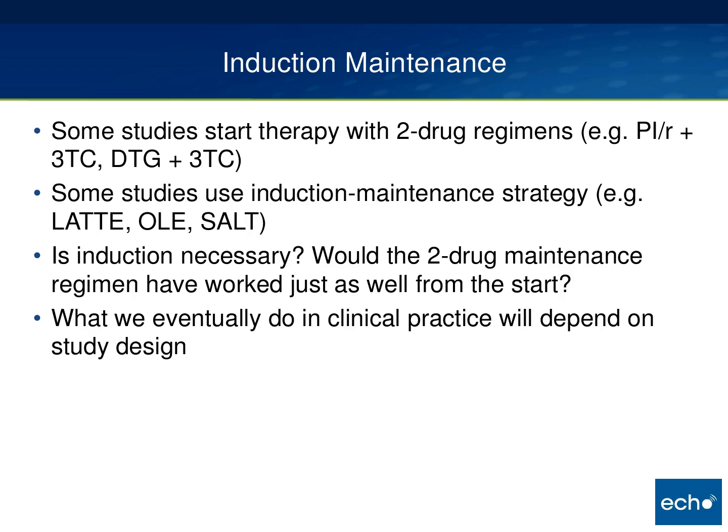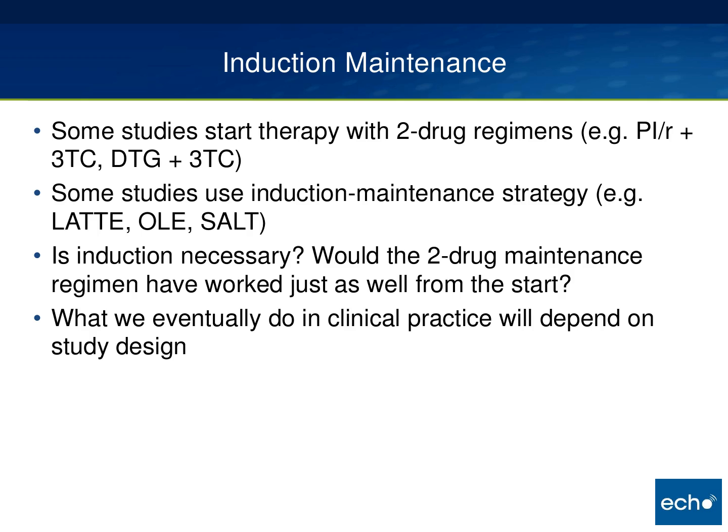So the question really is, why would you pick one over the other? Do you need induction? Would a 2-drug maintenance regimen have worked just as well from the start? And unfortunately, the only thing we can ever know is how they study the regimen. In the case of LATE, for example, you don't know what would have happened if you had started with cabotegravir and rilpivirine from the outset. So what we eventually do in clinical practice will probably depend on the study design.